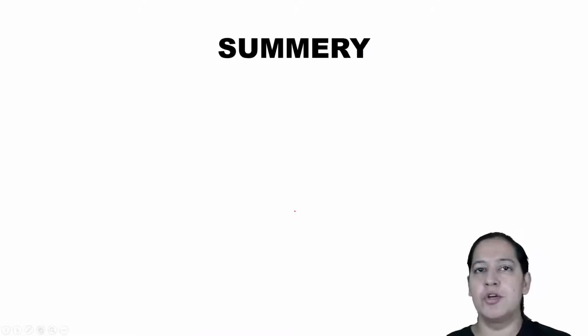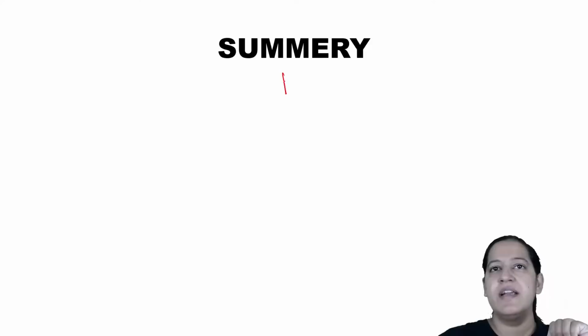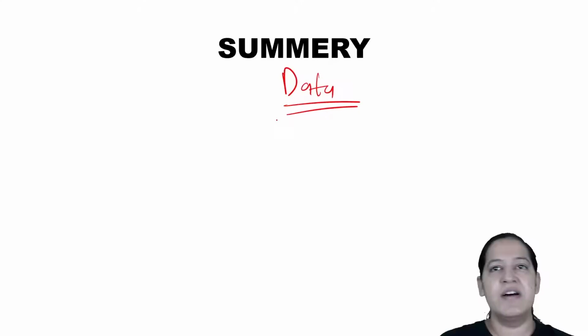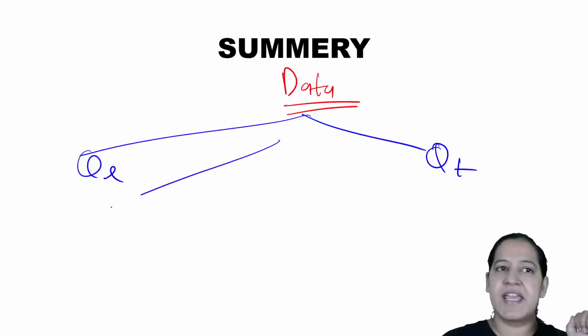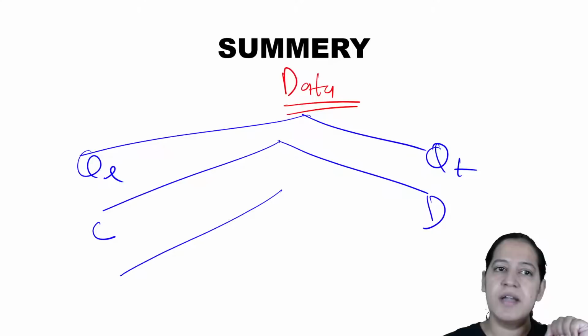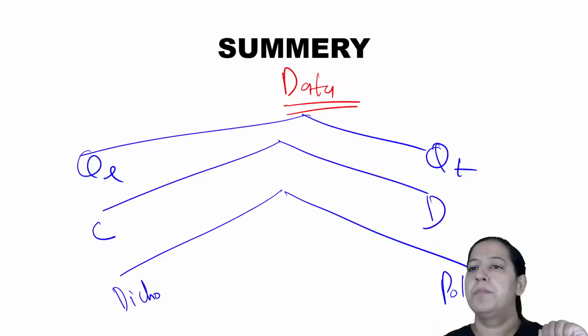Give me a thumbs up if you got it. The three types of data we have studied. So we have studied the data classification. We classify data on three types. The first type is qualitative and quantitative. The second type is continuous and discrete. The third type is binary or dichotomous and polytomous. So that is the three types.